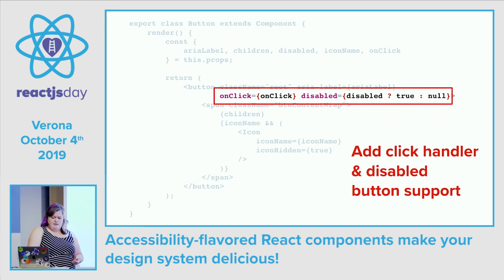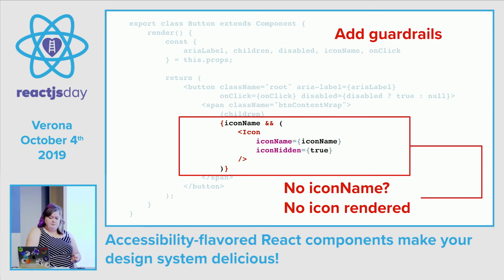So there we're going to use that true or null pattern, because disabled is an add it or remove it completely attribute in HTML. And here's our guardrail. If you don't pass in an icon name for the icon, you don't get an icon in your button. So it's just a nice quick little guardrail: you'll still get the other text if you pass in the text, but you will not get that icon unless you pass in a name.